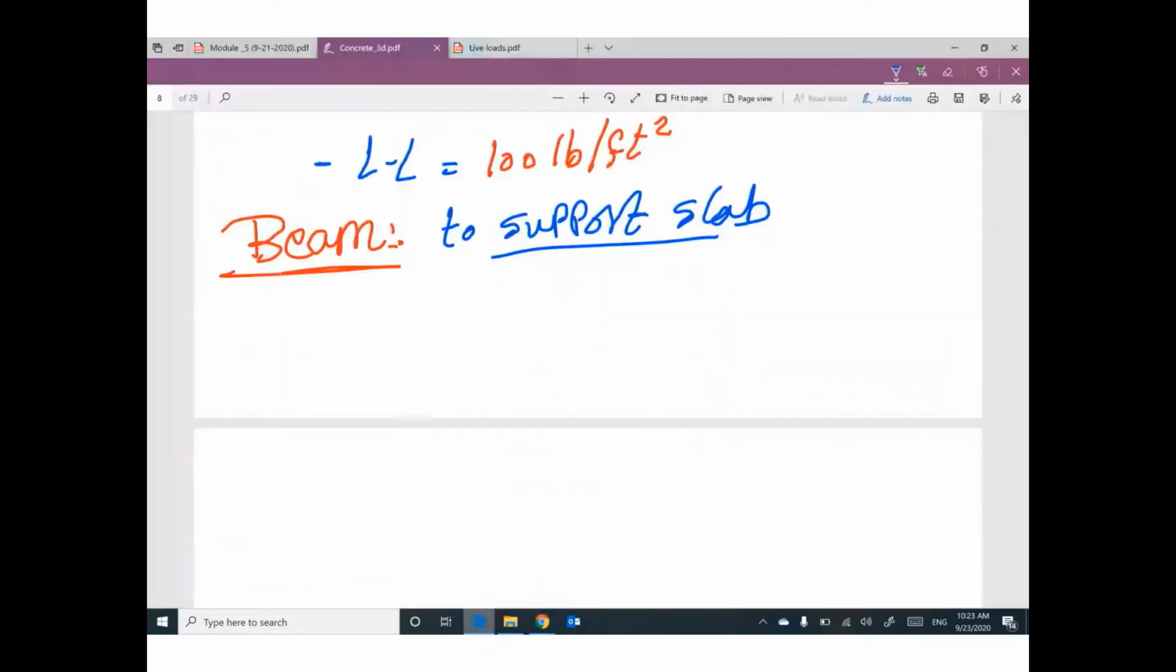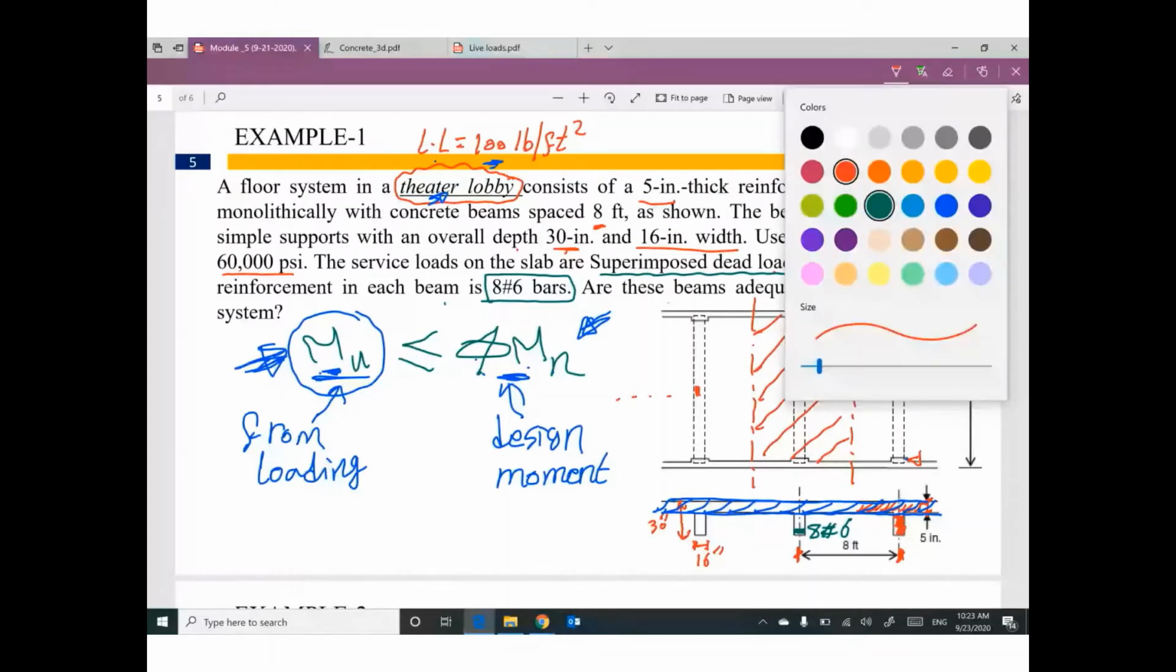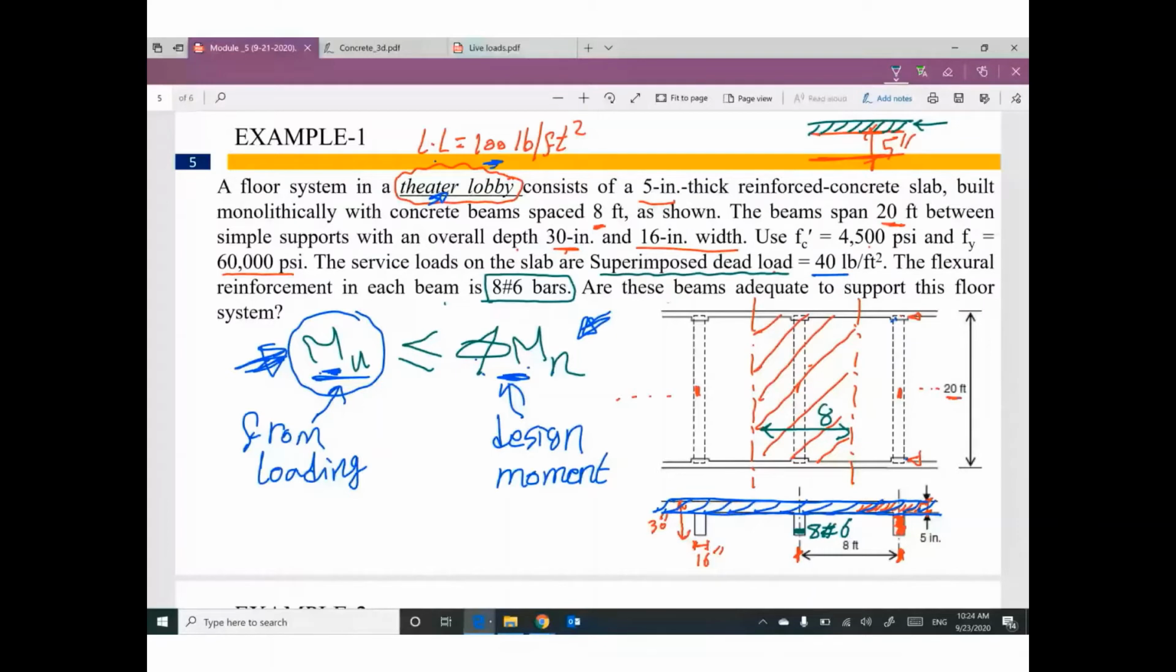Okay, my question is, what do you think? This beam is supporting from this center line to this center line. So this area of the slab will be assigned to this beam, and the same for each beam. So can you tell me what is the width here? I think it will be 8 inch. Yeah, from this center line to this center line will be 8 feet.